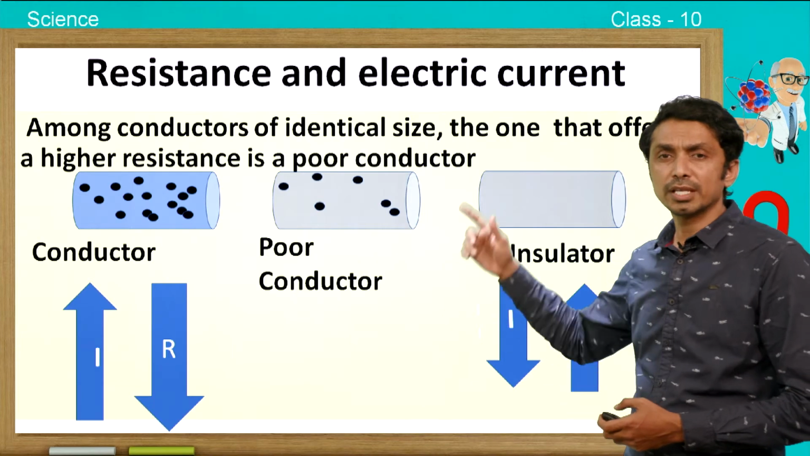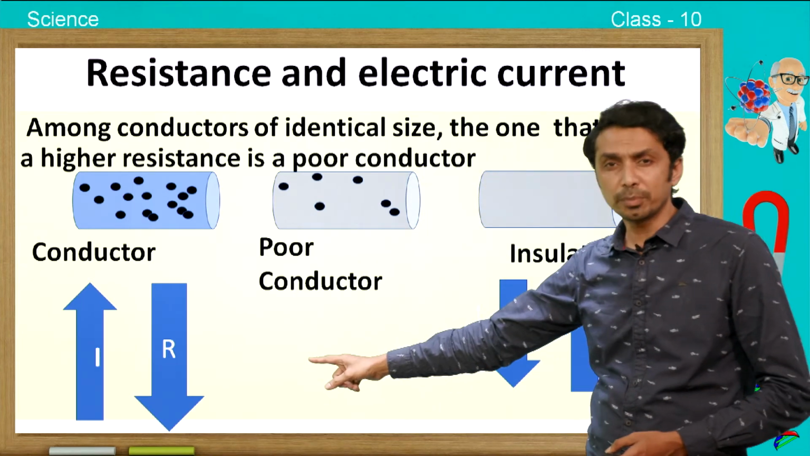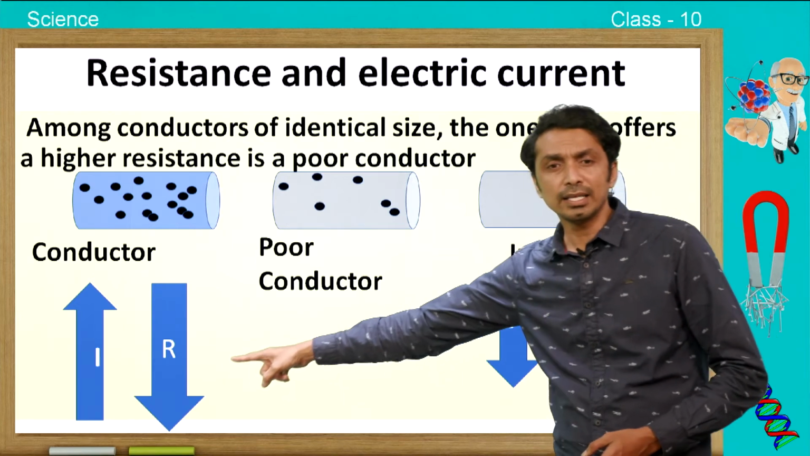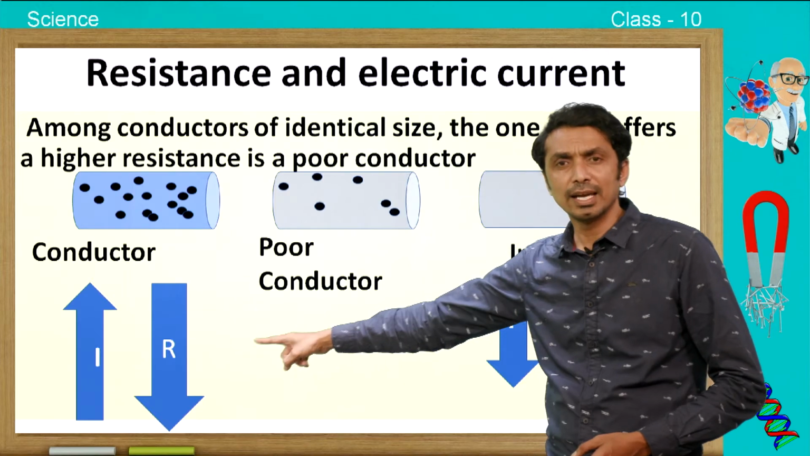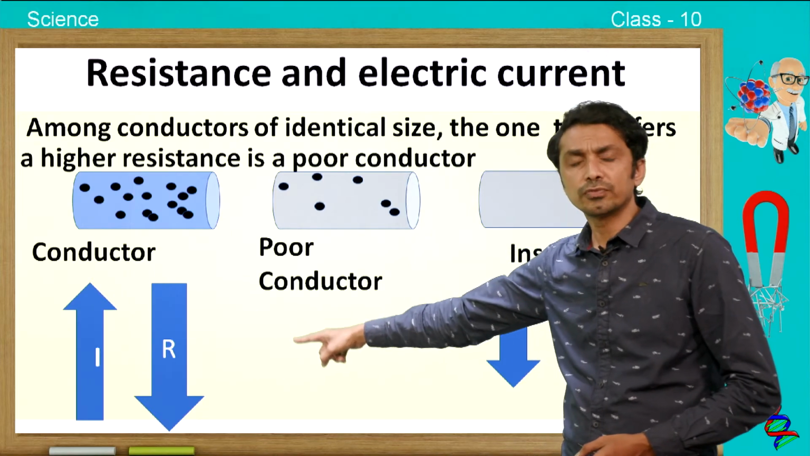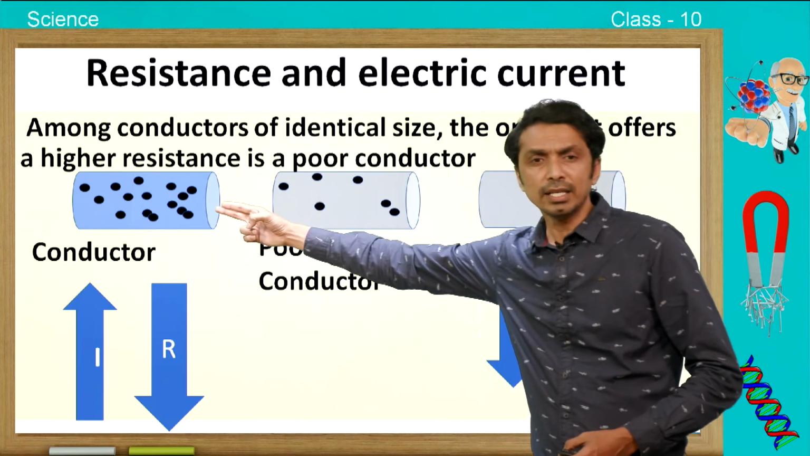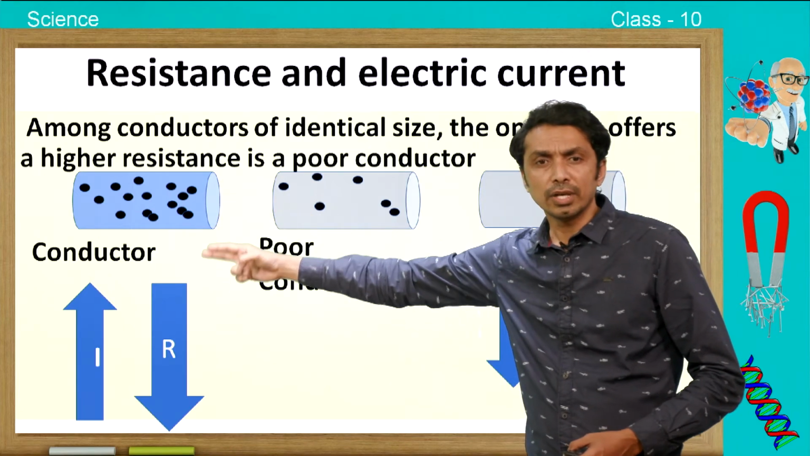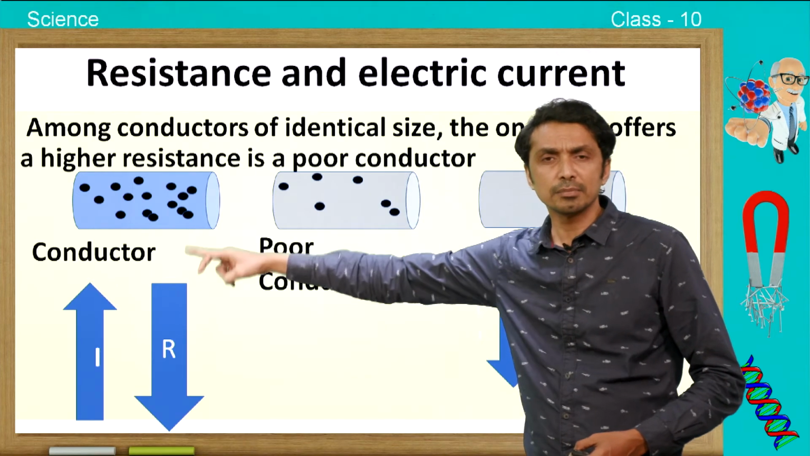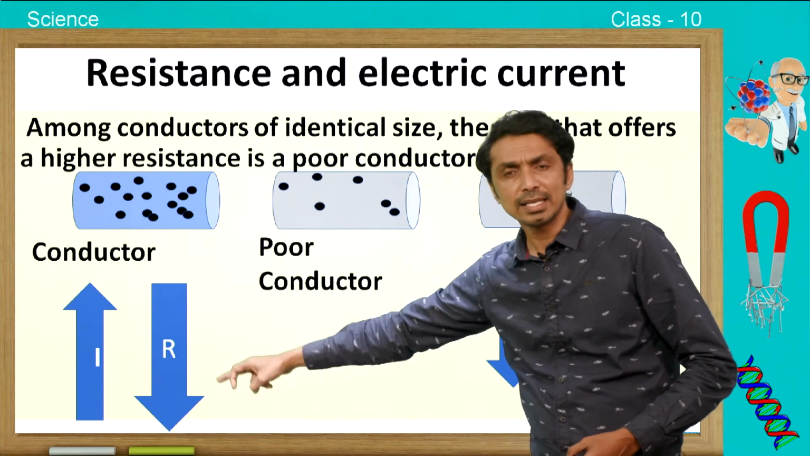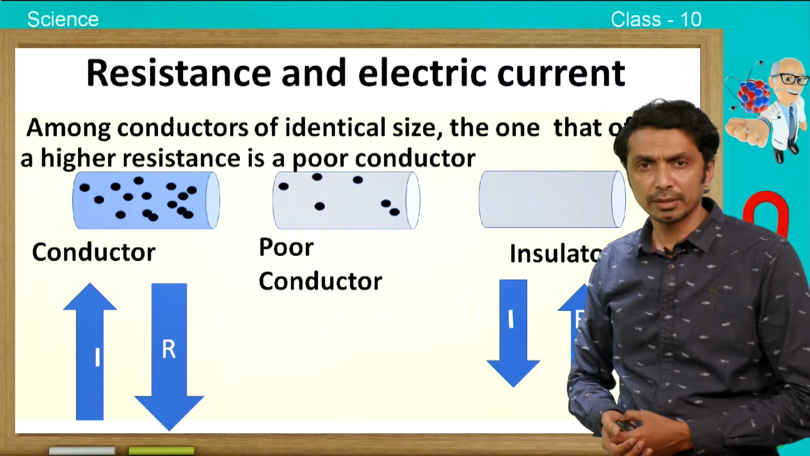Yes children, as you can see, resistance and electric current are inversely proportional. I have mentioned I is current, the symbol used for current, and R is used to denote resistance of a conductor. Here we have taken a good conductor. As you can see, the electric current is more, whereas the resistance is less. That is why we have shown it with a downward arrow mark.